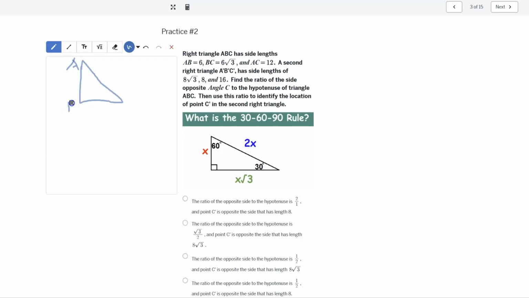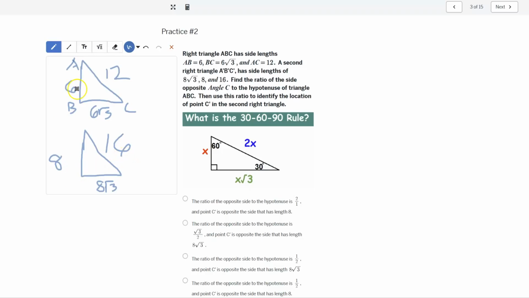A, B, C, and we see that AB is 6, BC is 6 times the square root of 3, and AC is 12. So the second right triangle, so that's going to be our first one, right? 30, 60, 90. It has side lengths of 8 times the square root of 3. Just draw them in. 8 and 16. What would be the ratio?